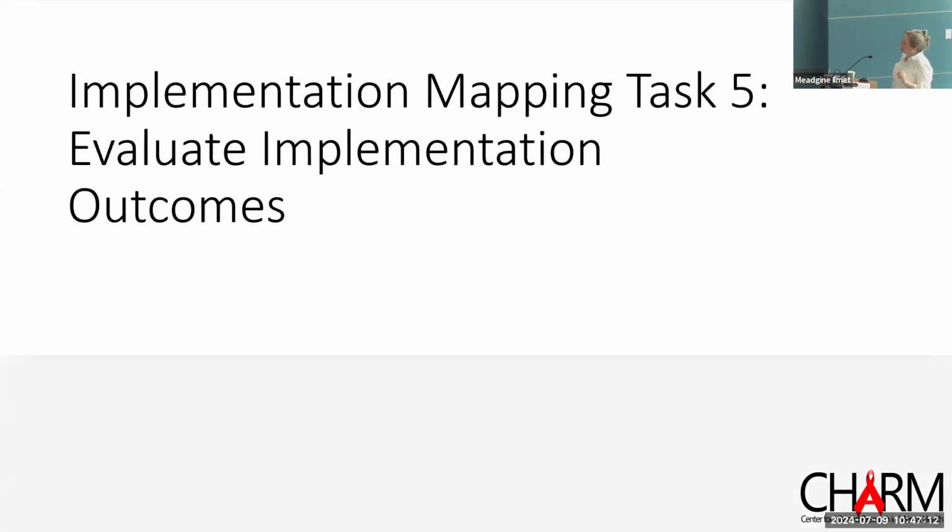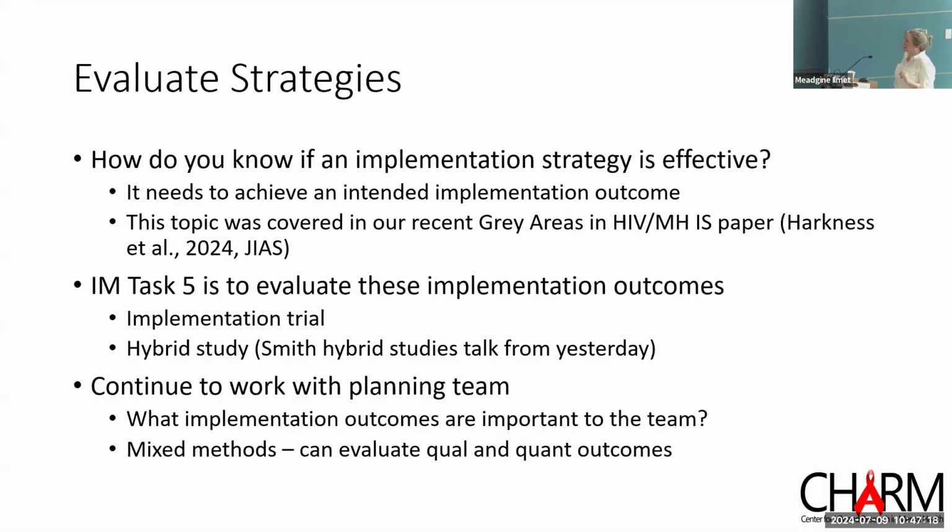And then your very last step in implementation mapping is to evaluate implementation outcomes. And here I would basically defer back to what JD talked about yesterday in terms of the different types of hybrid studies. You could also do an implementation trial. But essentially you want to find out, is your implementation strategy effective? And to know that, you need to evaluate whether it achieves some intended implementation outcome. Also a plug, this was a topic covered in our recent gray areas paper that was published, is how do you know if an implementation strategy is effective, which is a different question than is your intervention effective. So that's really what task 5 is all about.